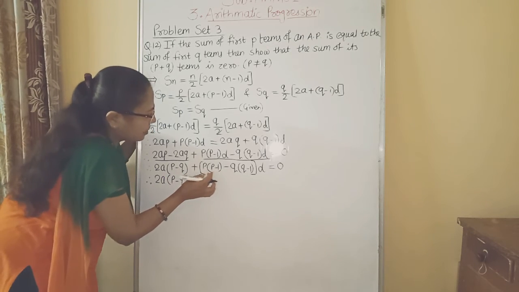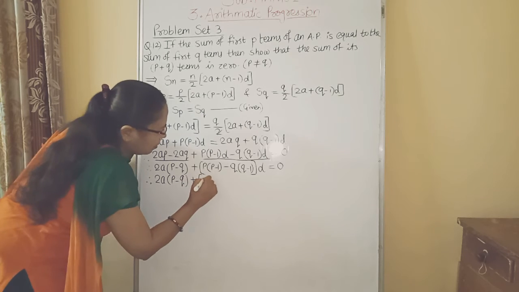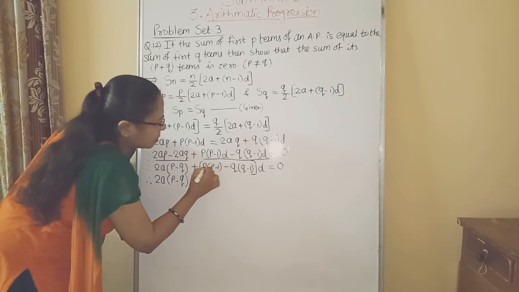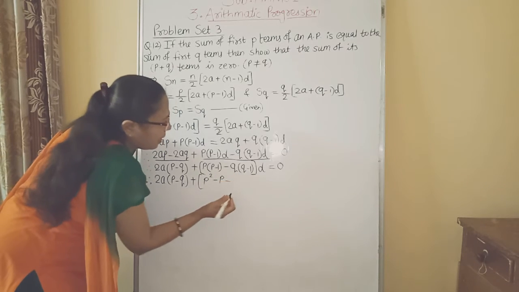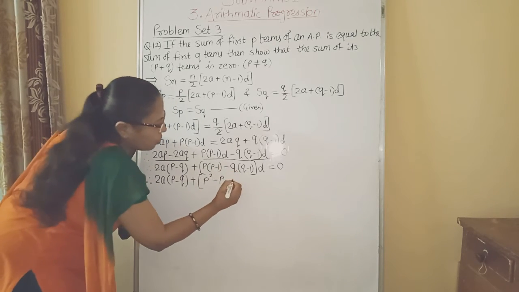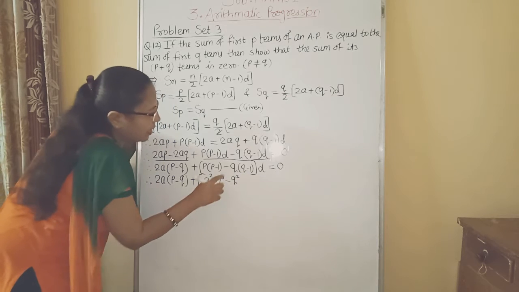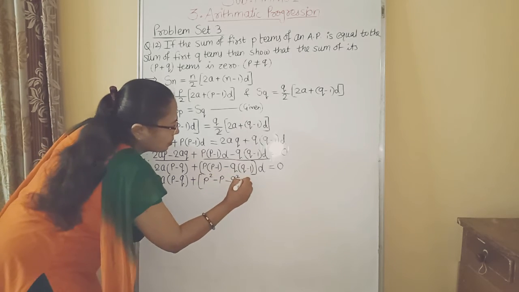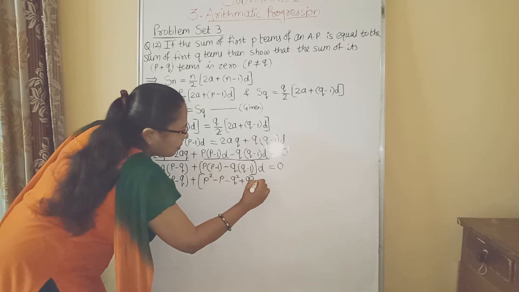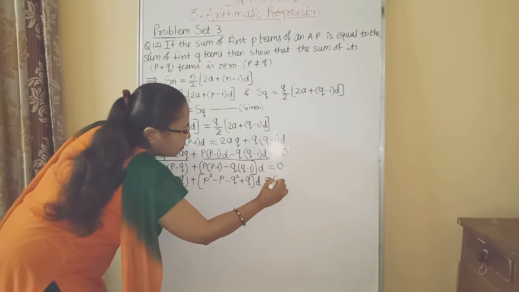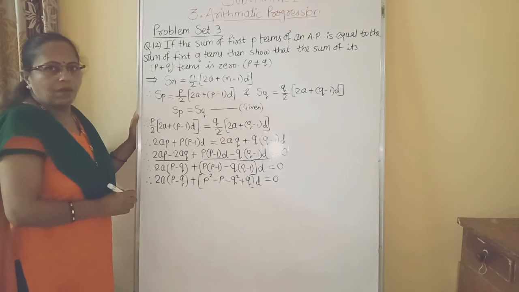Now we have to multiply this bracket. p into p, p square, minus p into 1, minus p. Same way here we will multiply. Minus q into q, minus q square. Minus into minus, plus q into 1, plus q. Close the bracket, into d equal to 0. Okay?